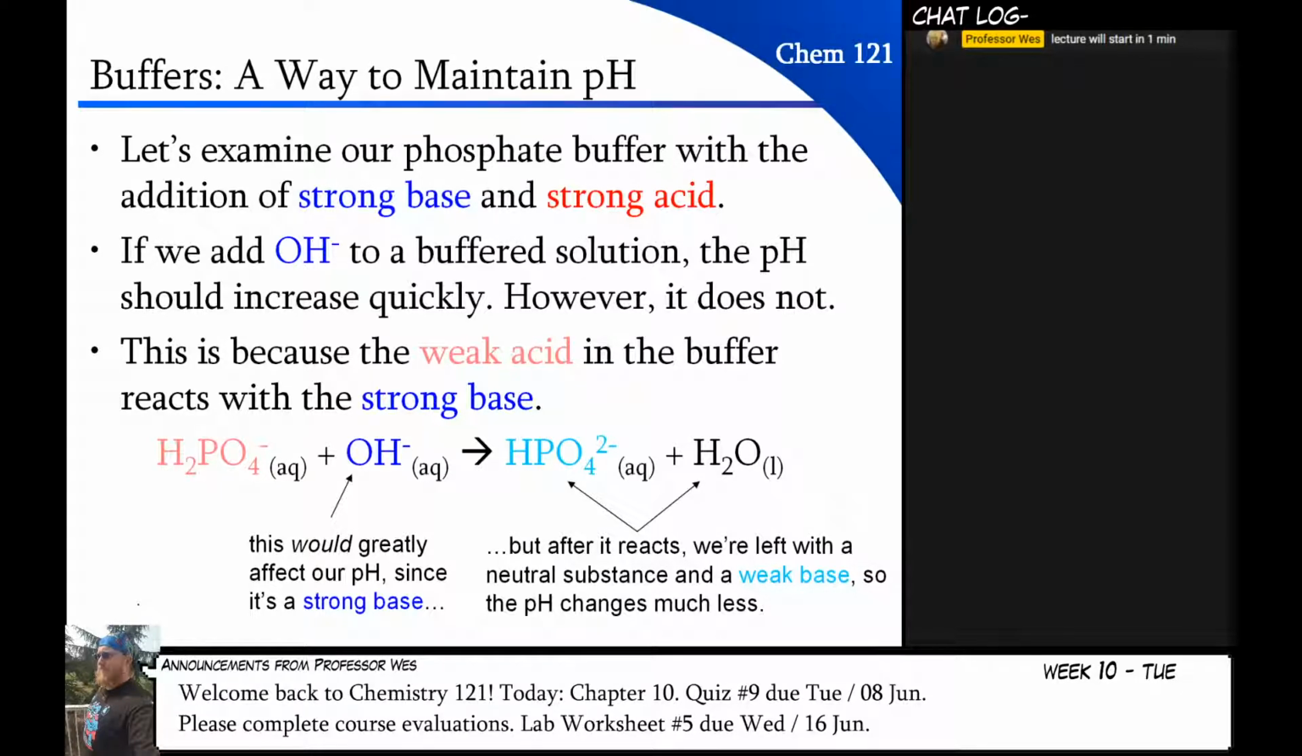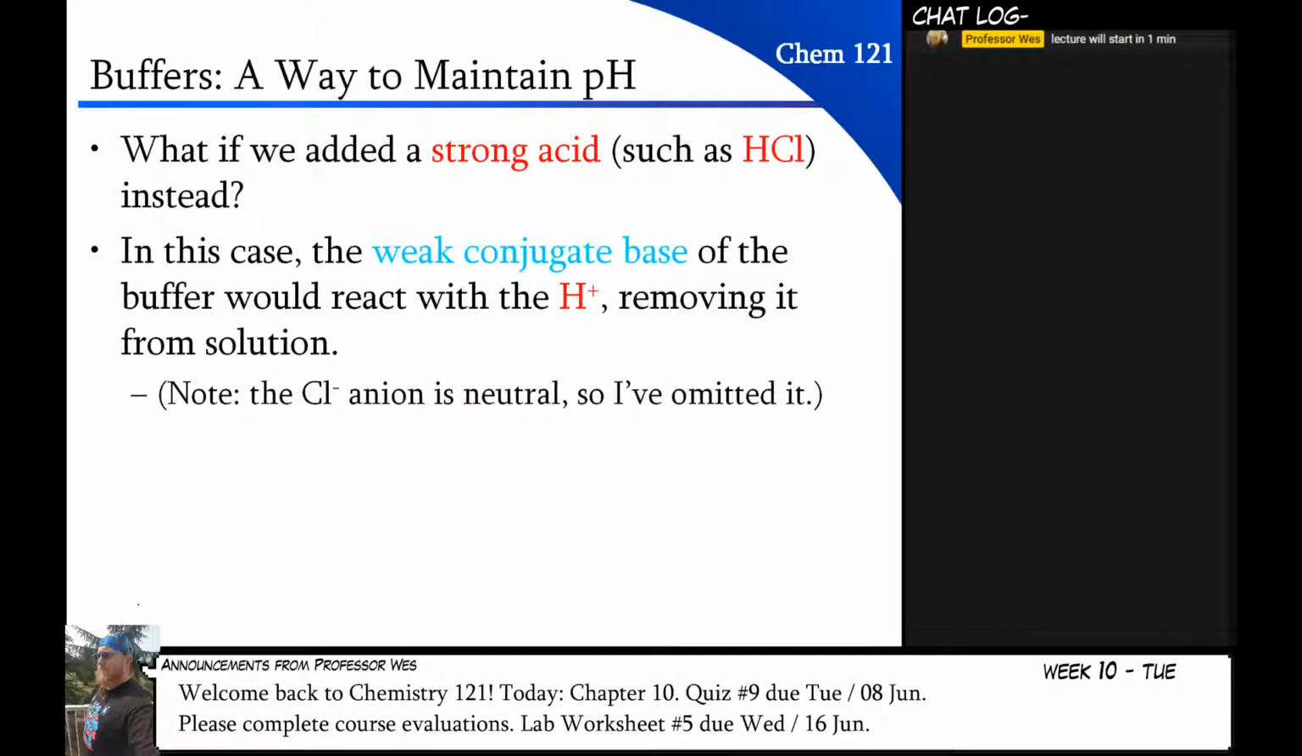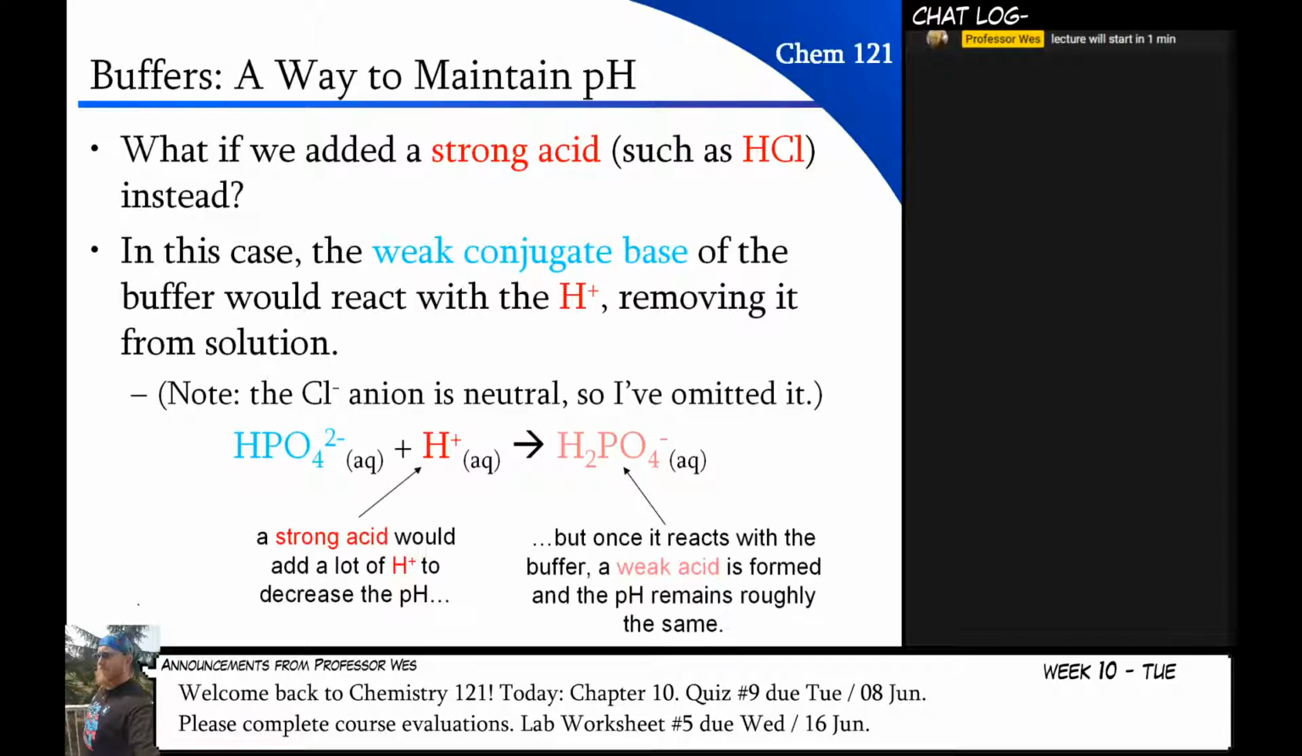Now, we could do the same thing if we added strong acid. So here is our strong acid being added. The strong acid is going to react with the weak base part of the buffer. And because it gets tied up in the buffer now, forming a weak acid, the pH remains more or less the same. Instead of going down a lot, it goes down a very small bit.